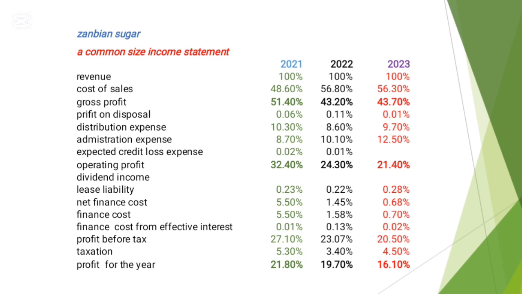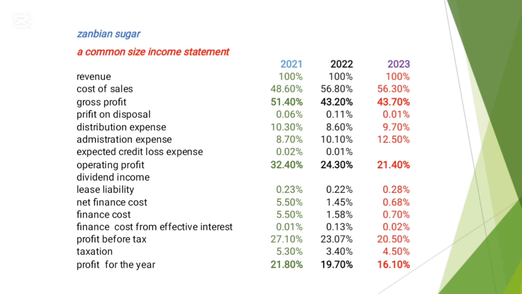We can see also that the operating profit decreased from 32.4% in 2021 to 21.4% in 2023. So the implication of the decrease in the operating profit is going to be due to the reduction in operational efficiency, which increased relative to revenues.